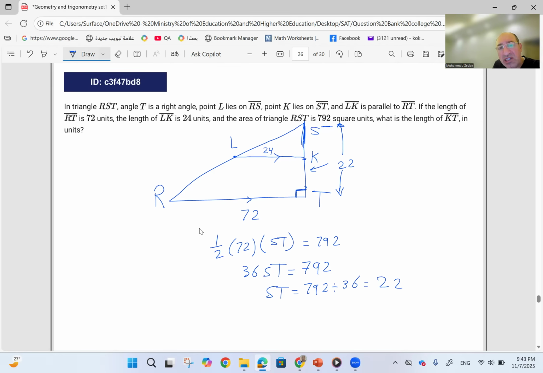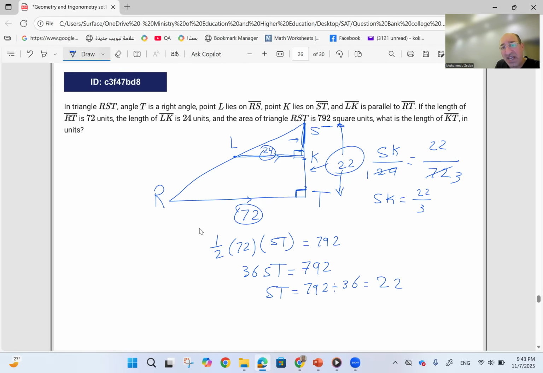Since the two triangles are similar, the ratio between 72 and 22, the two legs of the right triangle, is the same ratio between 24 and SK, this side. So you can write SK over 24 equals 22 over 72. When you solve it, you can simplify: 72 over 24 is exactly 3. So SK is 22 over 3.